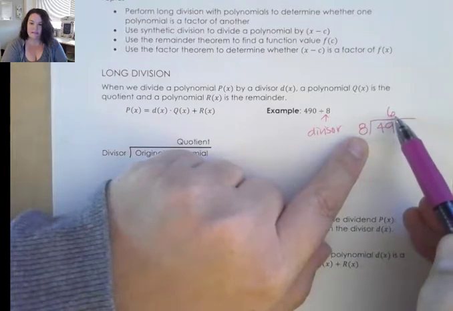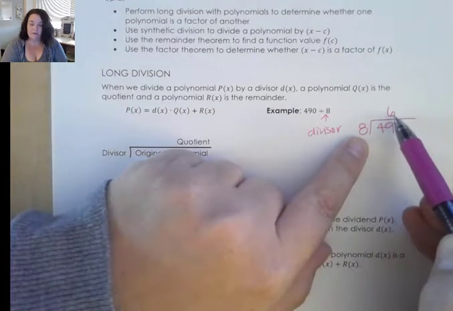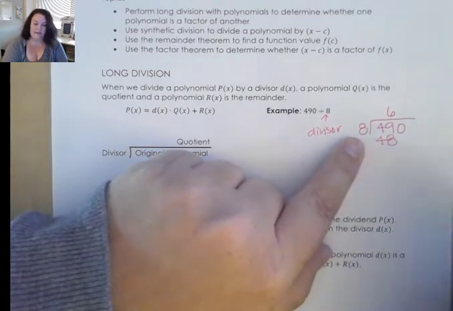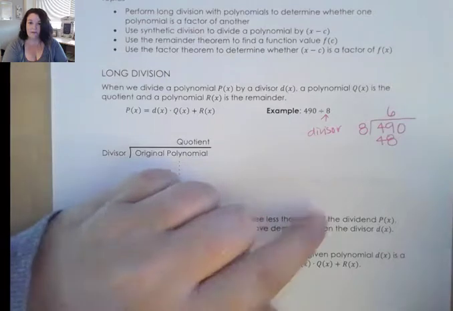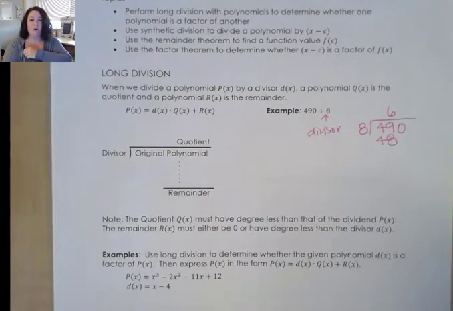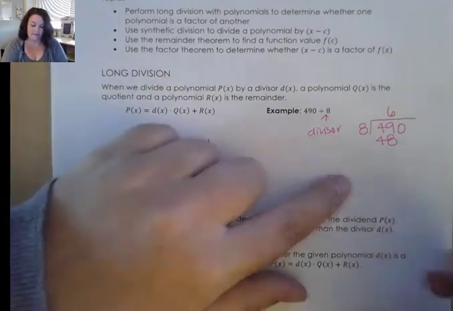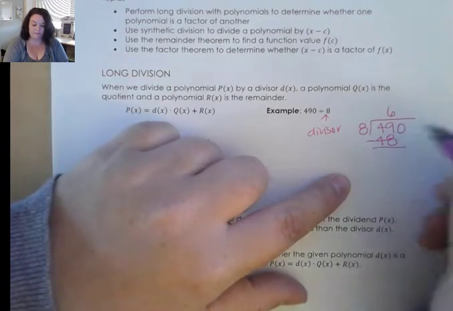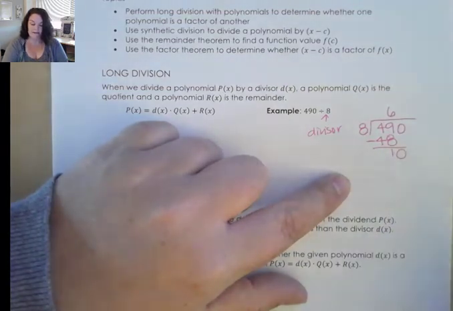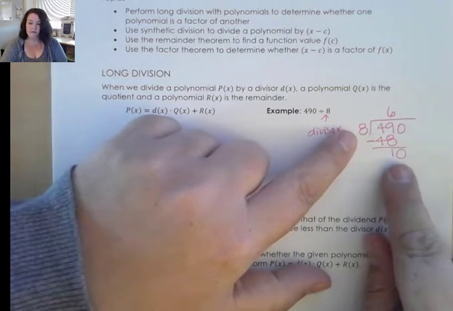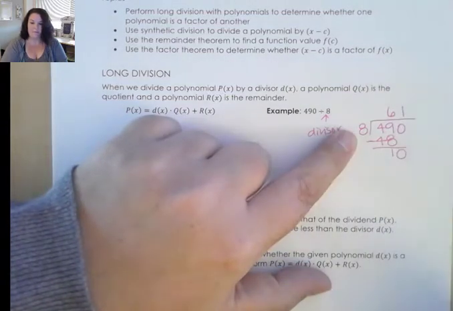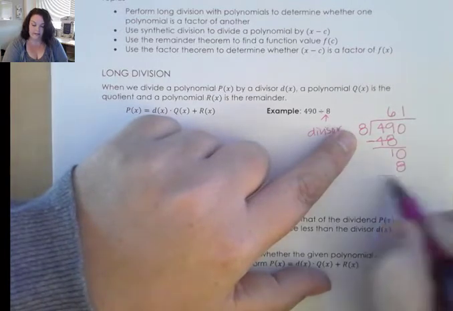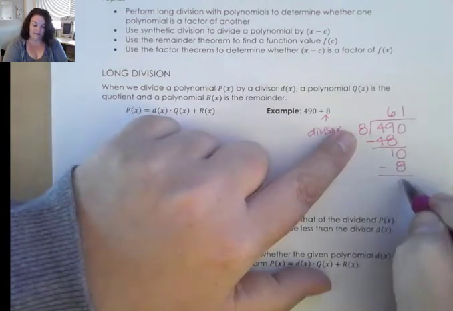So I write my 6 up here, and then I do whatever number I write up here times my divisor. 6 times 8 is 48. And then we would say we subtract, but I'm actually going to change our verbiage here. Instead of saying subtract, I'm going to say draw my line and change my sign, which is going to make that a negative 48. And then when I combine down, I'm left with 10. And then I start the process again. 8 goes into 10 one time, so I write the 1 up above the 0. And then 1 times my 8 is 8. I draw my line, change my sign, and I'm left with a 2.